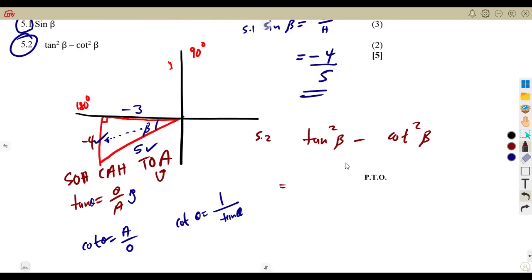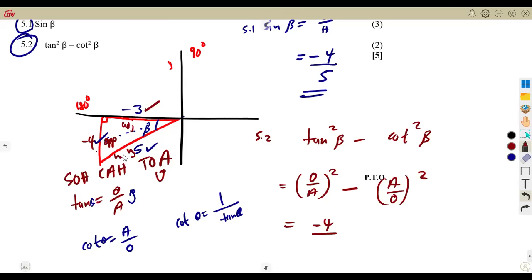So meaning to say, for tan, we can find it as opposite over adjacent, and we just square. Then for cot, it will be adjacent over the opposite, squared. That's it. So what is the opposite according to this? Our opposite is -4 over the adjacent, which is -3. Remember, according to beta, this is your opposite, this is your adjacent, this is your hypotenuse, which is 5. So that's -3.